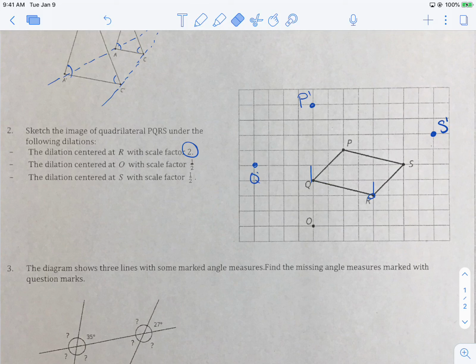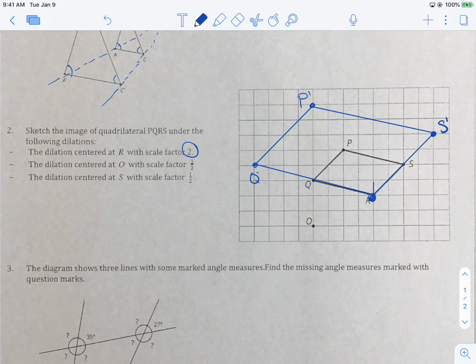Now we connect those together. From where we originally started, we should have a figure that looks just like what we started with, but 2 times bigger. You can use your tools to get you straight lines. And we see that it is 2 times bigger, and it dilated using point R here. So R stayed the same.